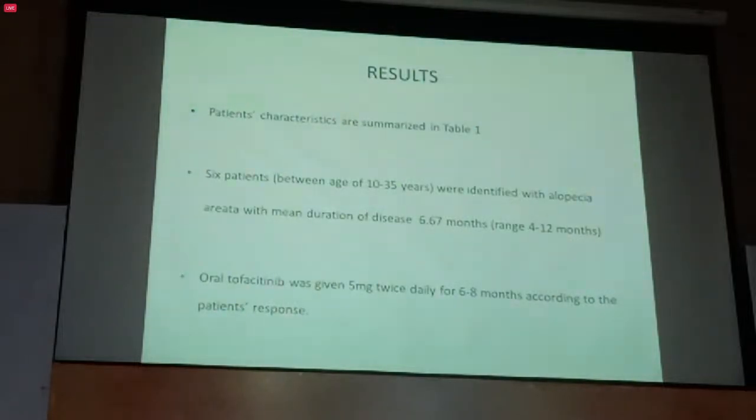6 patients in the age group of 10 to 35 years were identified with the disease with a mean duration of 6.67 months, and they were advised 5 mg twice daily dose for 6 to 8 months according to the patient's response.